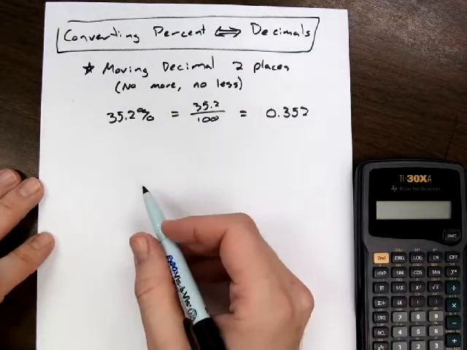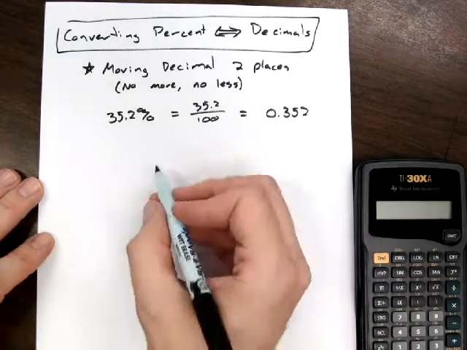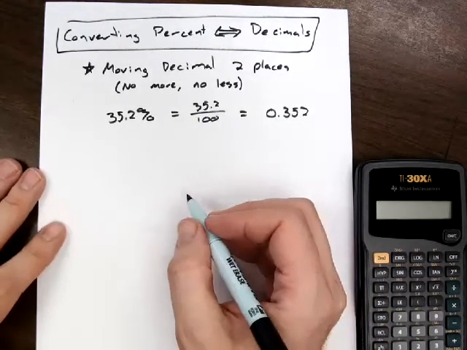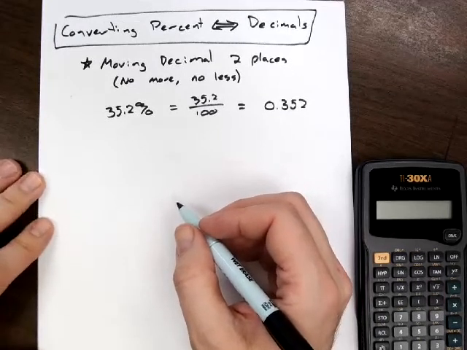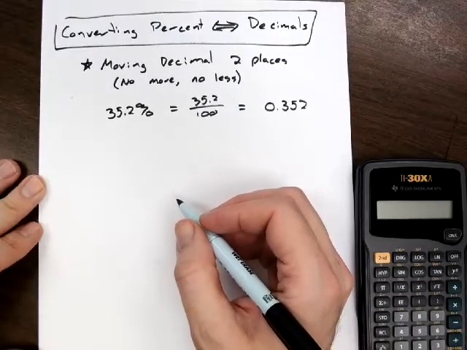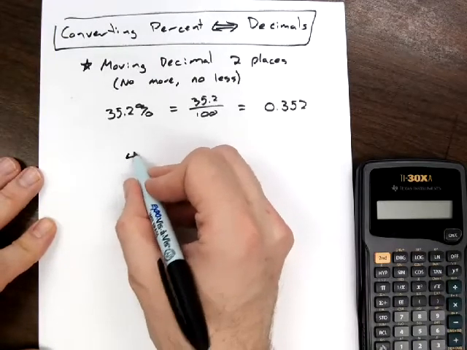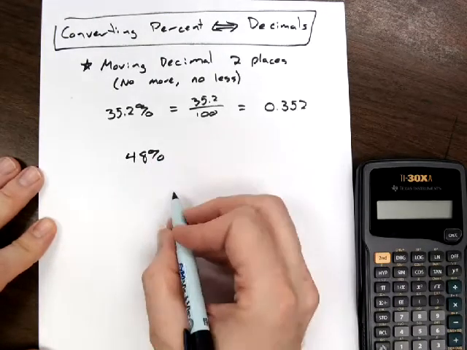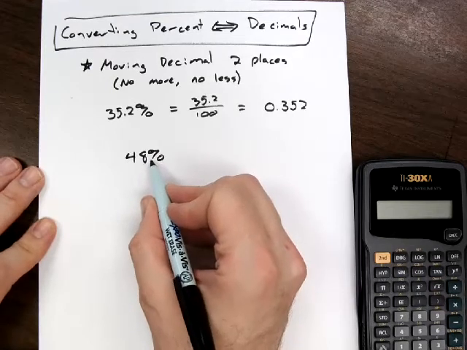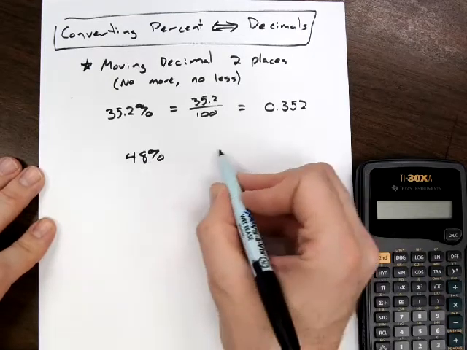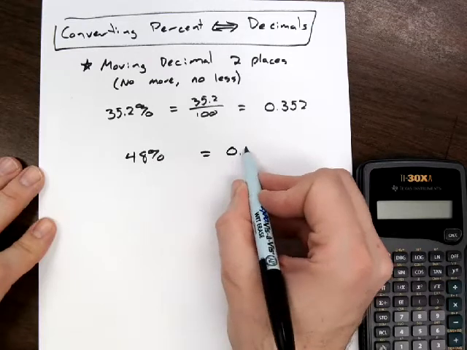Let's do some more examples, because these are easy. These are easier than falling off a log. You should not get bruises doing this. So we've got something like 48%. All I'm going to do is divide by 100. That just moves the decimal 2 spots, so that's going to be 0.48.